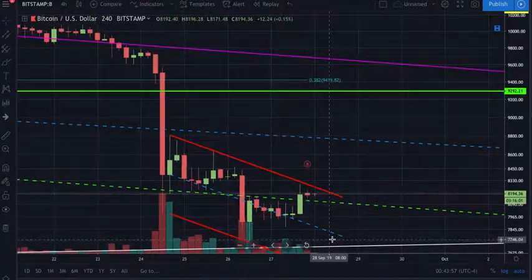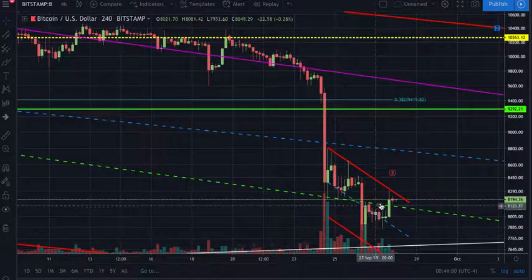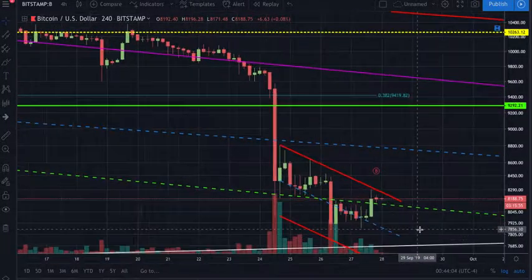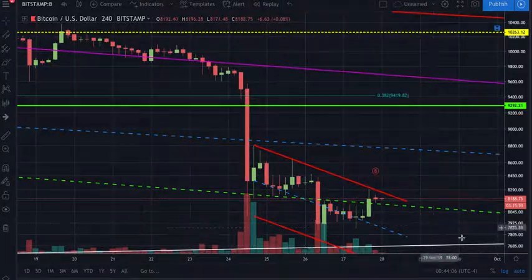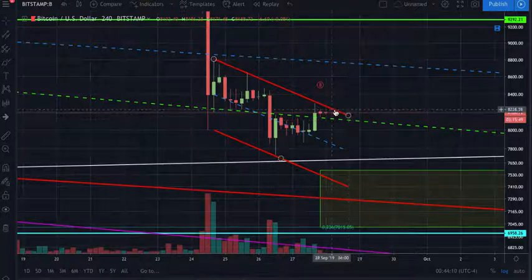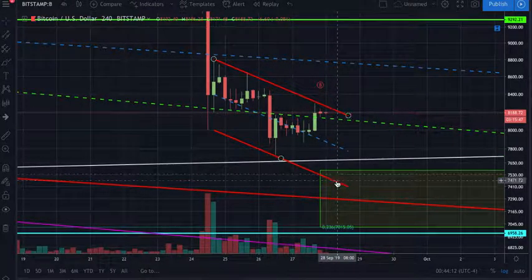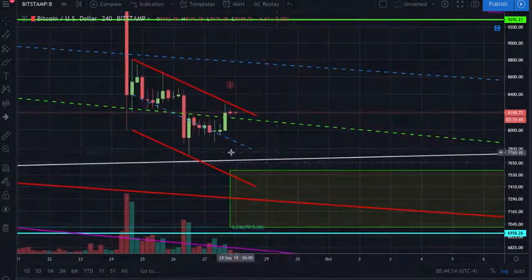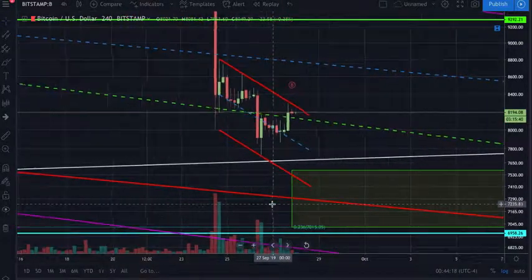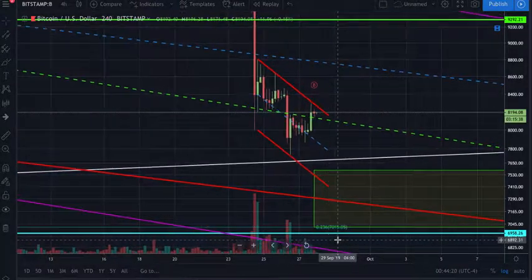And then I suspect what's going to happen is we're going to break down from here and then retest either the center here or all the way at the bottom of this channel, which, if you check that out, would lead us to where we need to be, because I think essentially what we're going to end up doing is we're going to find this zone right here, and that's going to be our bottom for now.